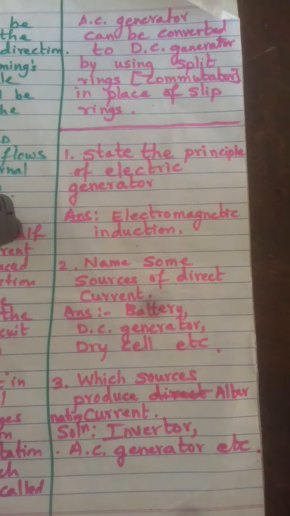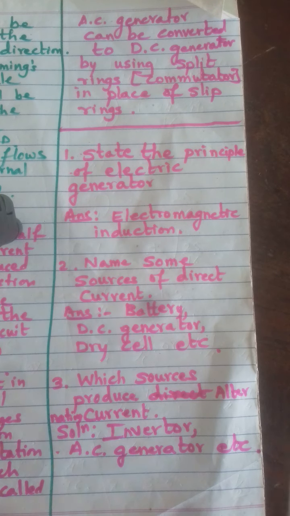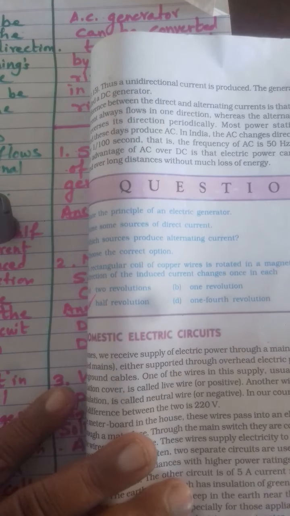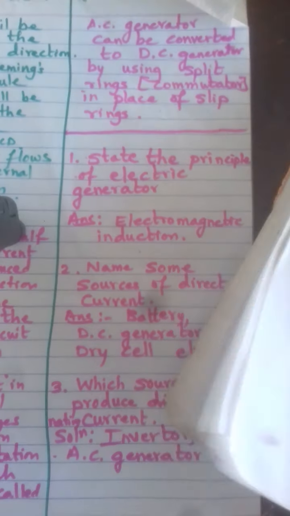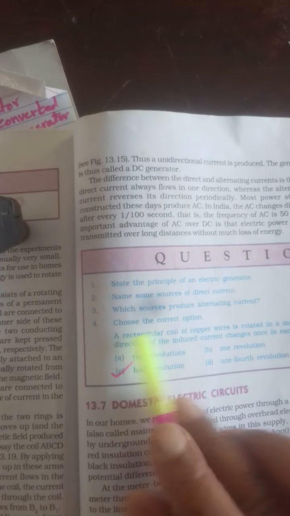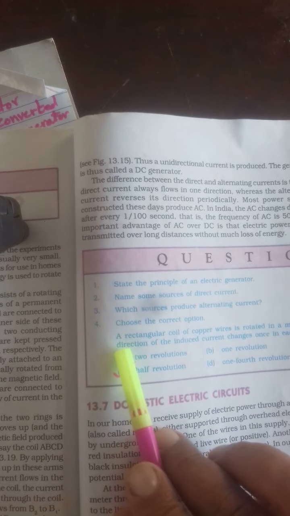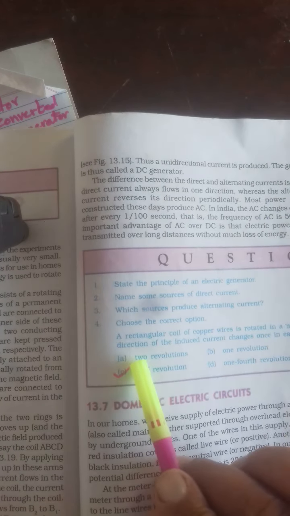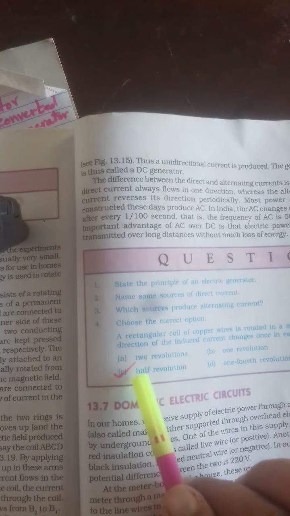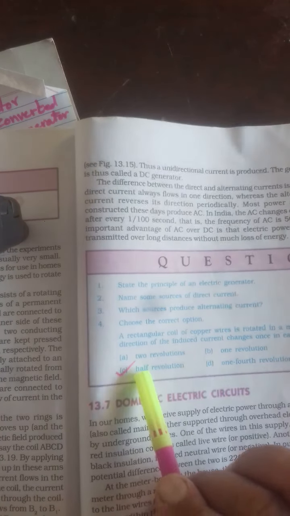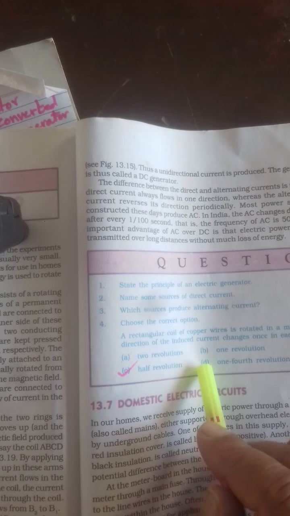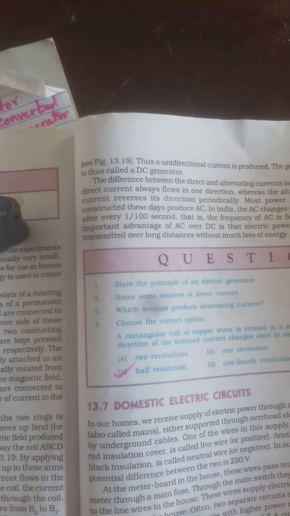And then the fourth question is, I will read the question. You also have the textbooks with you all. Choose the correct option. A rectangular coil of copper wires is rotated in a magnetic field. The direction of the induced current changes once in 2 revolutions, 1 revolution, half revolution, 1/4 revolution. The answer is half revolution. Once every half revolution, the current induced will be changing its direction. So this is the answer.